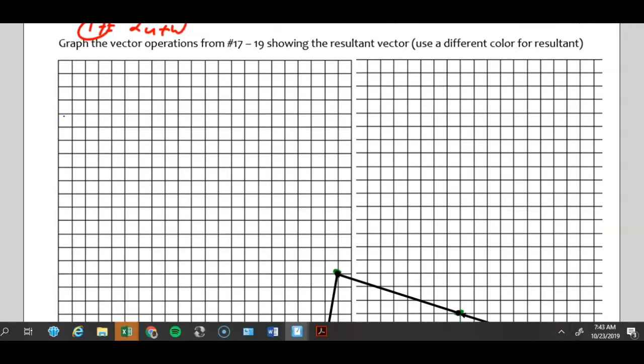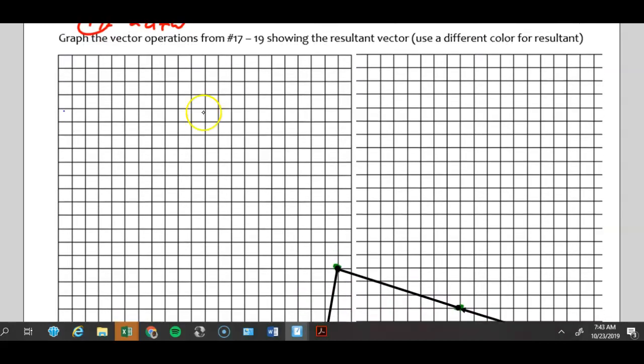Alright, so for the next one, we've got to do w minus 3v. So I'll do that over here. For w, let's just pick a point to start. I'll start right here. w had a value of negative 1, negative 5, which we just showed down there. So negative 1, 2, 3, 4, 5. So right there. And then we want minus 3v. v is 2, 4.